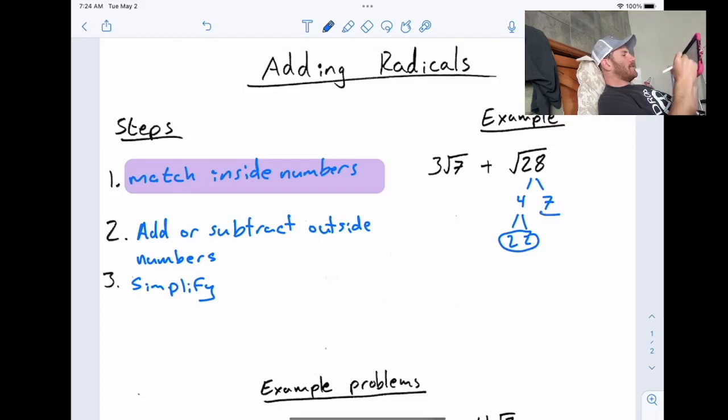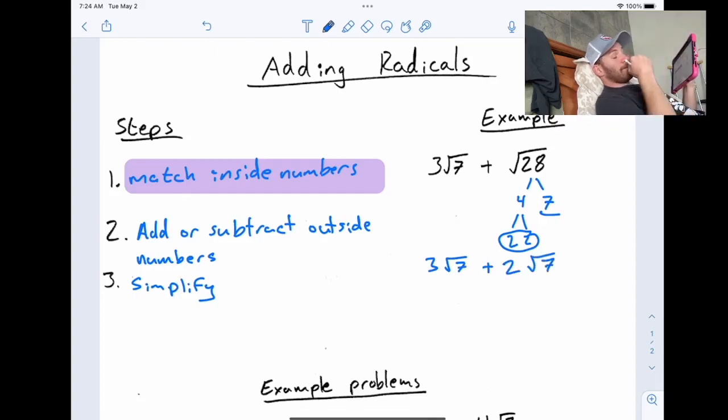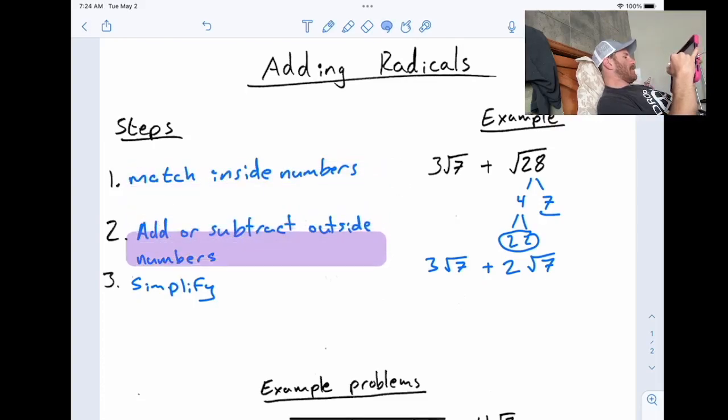We rewrite these, right? We've still got 3 times the square root of 7 over here, plus this becomes 2 goes on the outside, 7 stays on the inside because it's a single, and we have 3 root 7 plus 2 root 7. So you see how we've got our roots, they're the same now. Now we can add these numbers or subtract them, right? So the next step is to do just that. Okay, add or subtract the outside numbers.